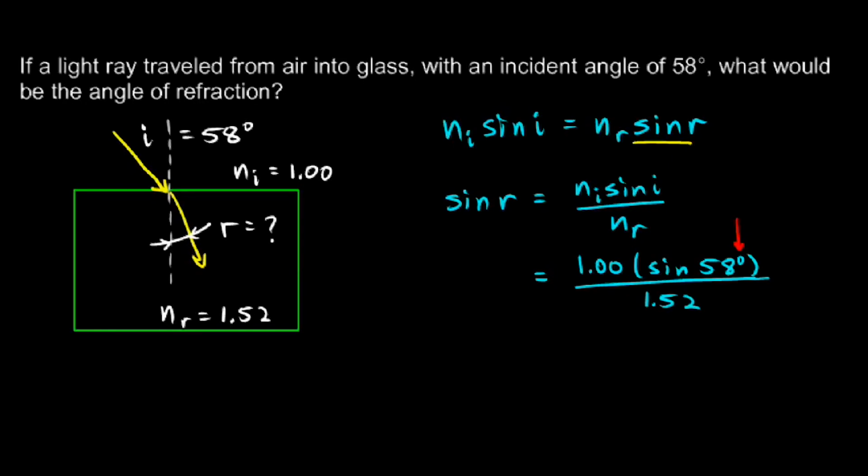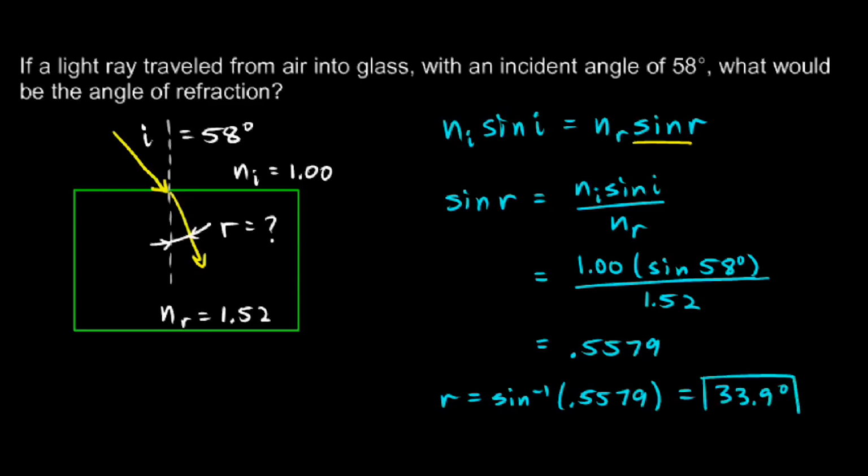And make sure your calculator is set in degrees. Type in the sine of 58. You don't have to do times 1 because that will still be the same number. Divide by 1.52 and you get 0.5579. Now that's not your answer. What you just found was the sine of R, and sine of R is 0.5579. We have to find R. If the sine of R is 0.5579, then R will be the inverse sine of 0.5579. And you punch that into the calculator and it comes out to 33.9 degrees. And that's the angle of refraction that we were trying to find.